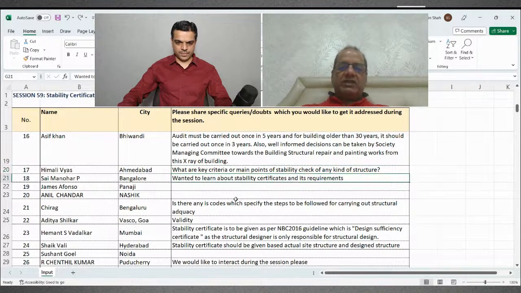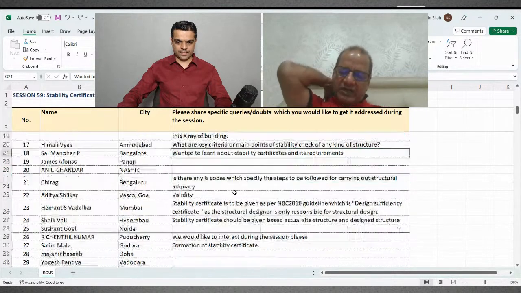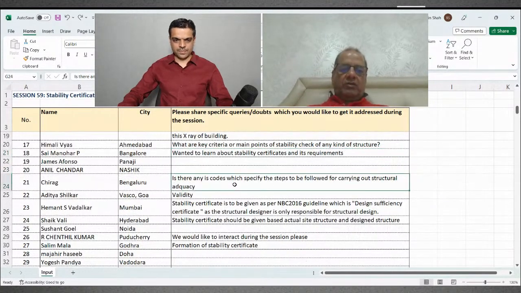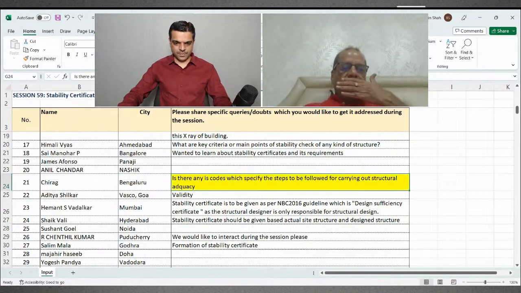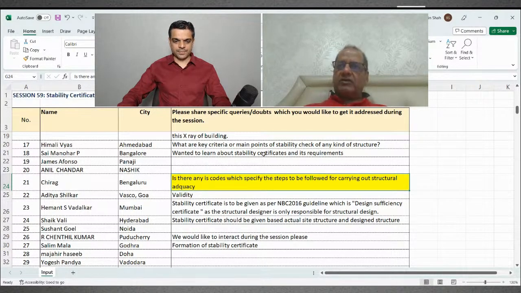This is not a stability check kind of thing. Stability check is a different thing. Simon P wanted to learn about the stability certificates and its requirements. Sai, very simple. There's nothing to be learned.